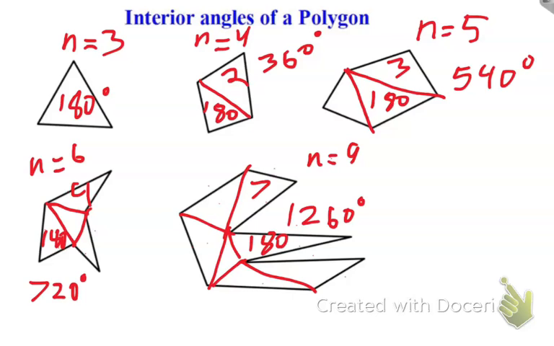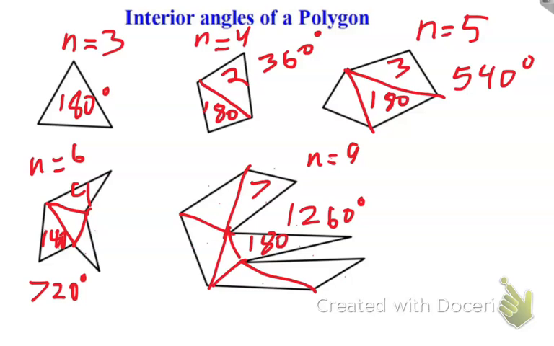Now, if you'll notice, every single time when we did this, we just multiplied by however many triangles we had, right? And when I had 3 sides, I had 1 triangle. 4 sides was 2 triangles. 5 sides was 3 triangles. 9 sides was 7 triangles. In each case, you'll notice the number of triangles is 2 less than the number of sides.